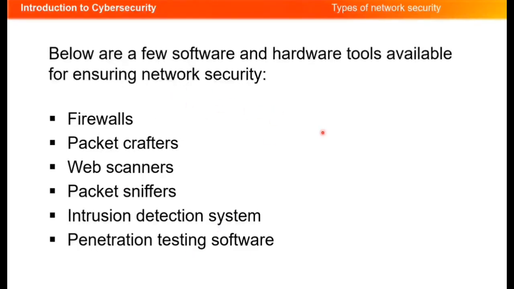Here are a few software and hardware tools that are available for ensuring network security. Firewalls are a little bit software, a little bit hardware, that block ports. Ports are sections of memory where applications are running. If they are unused, they could be an entry point for a malicious third party.